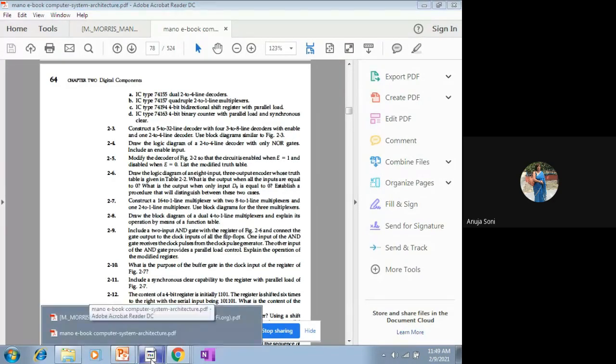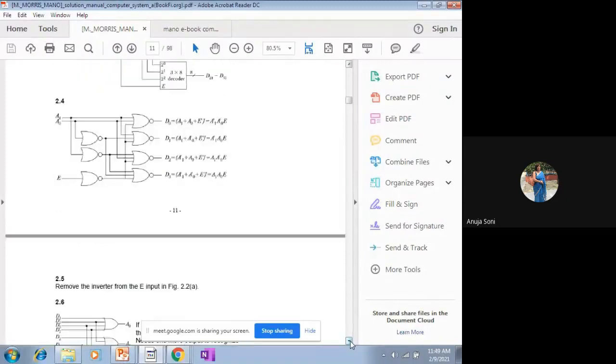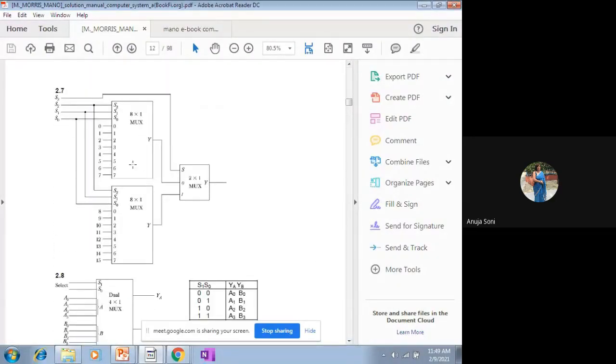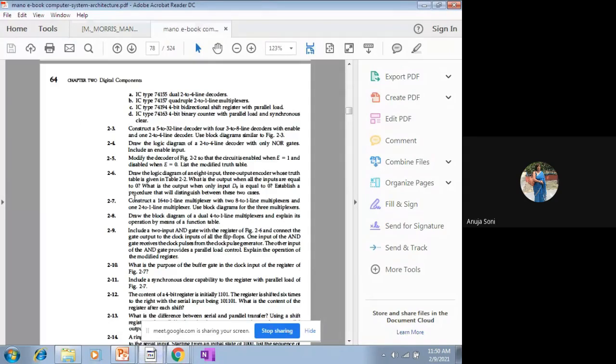Again, you can refer to the solution if you want, question number 2.7. This kind of diagram has been used in order to obtain the expanded form of the multiplexer. How many input lines are desired in this case? It is 16 input lines and one output line.